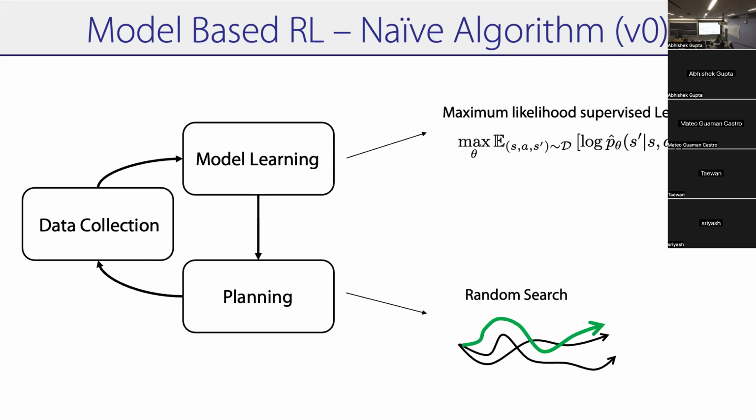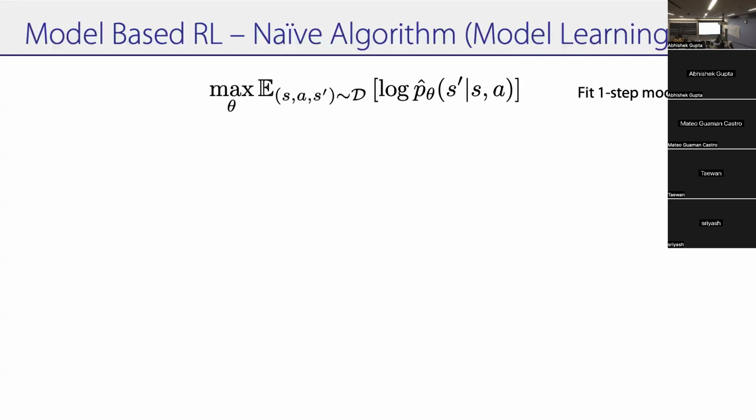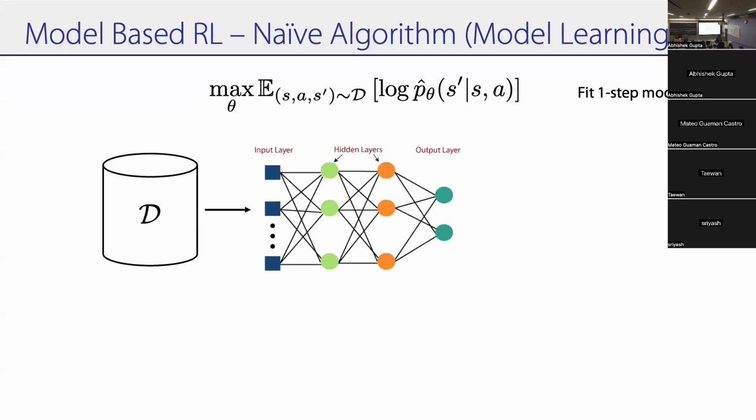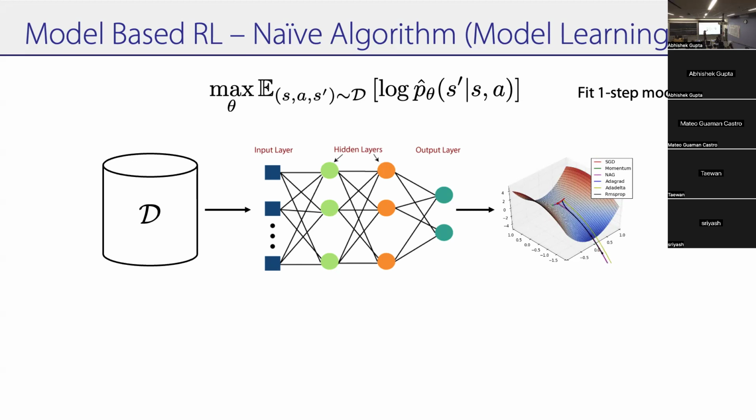And so the simplest version of this algorithm is you start by doing maximum likelihood to fit a one-step model. You sample S, A, and S prime from your environment, and you maximize the likelihood of S prime given S and A. You learn the parameters theta of your model, right? And once you have those, then you can try to do planning downstream. This is just a standard supervised learning procedure, just like you did in behavior cloning. You collect some data, you do supervised learning, you learn.